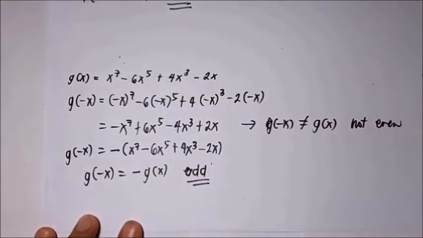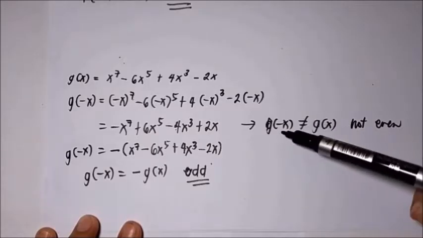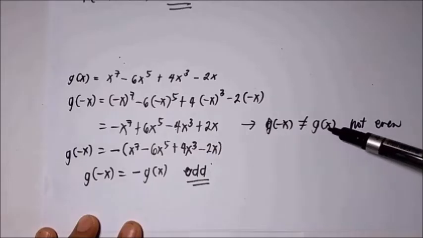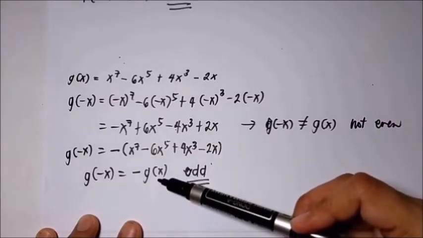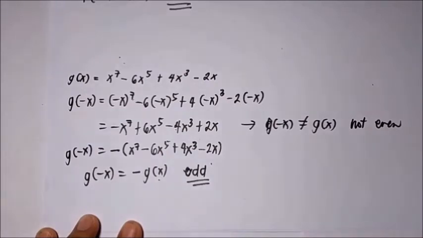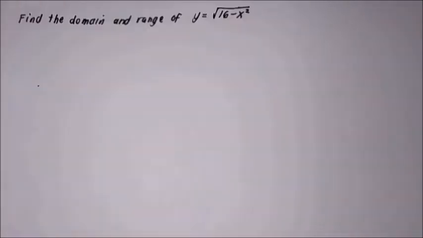Now in case that g of negative x is not equal to g of x, and it is also not equal to negative g of x, then the given is neither even nor odd.